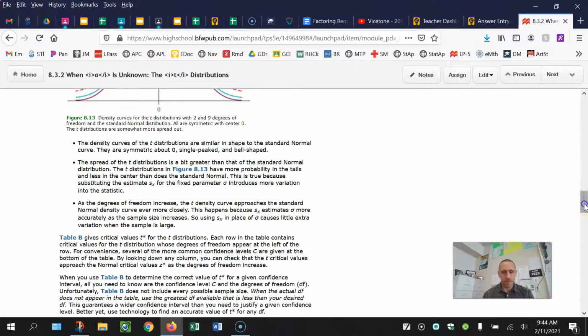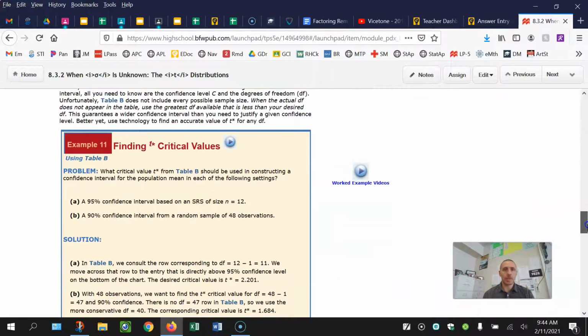So we have to be able to find a critical value for the t distribution. The way that we do that is we're going to use our calculator, based on the degrees of freedom and the confidence level. I'm going to need to get that loaded up. Let me take a second and do that.